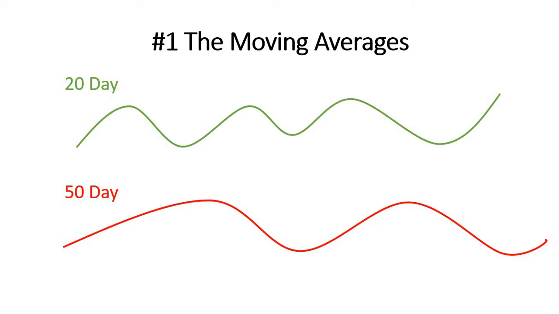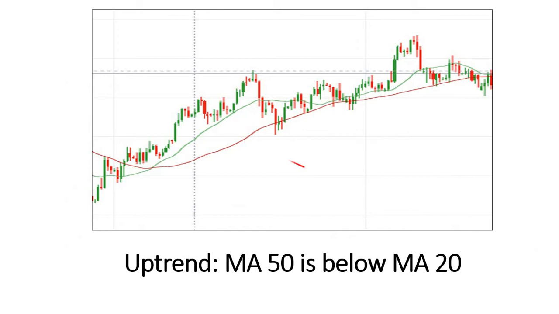I use these to trade the higher time frames like the daily and 4 hourly. However, if you're using lower time frames, you may need to use smaller moving average amounts. So once you've put them on your chart, if the 50-day moving average is below the 20-day, then the Forex pair is in an uptrend, as you can see here.